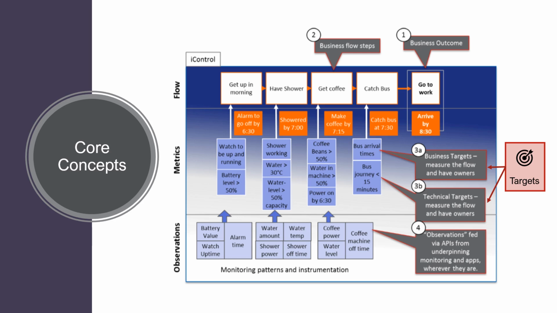Once we've defined your high-level business processes, we define the metrics or targets that determine if your process steps or flows are working or completed. In this case, we've determined that to wake up, your alarm has to be charged, set, and triggered by 6:30 a.m. Your water has to be hot and shower has to be working. Your coffee machine has to have water and be powered on by 6:30, and you have to get to the bus stop before 7:30 a.m.